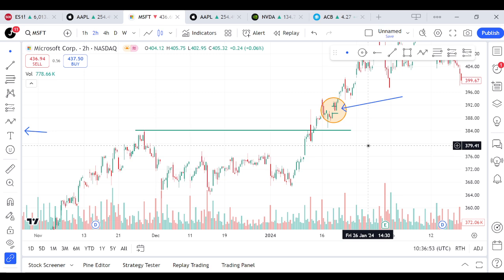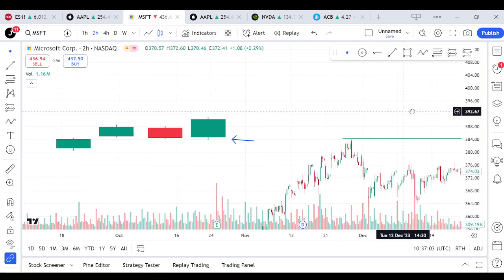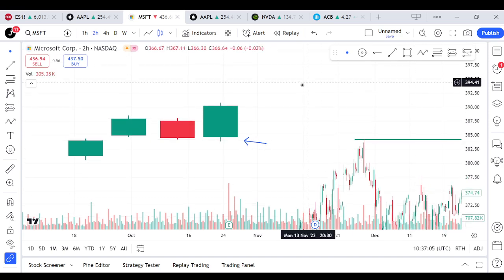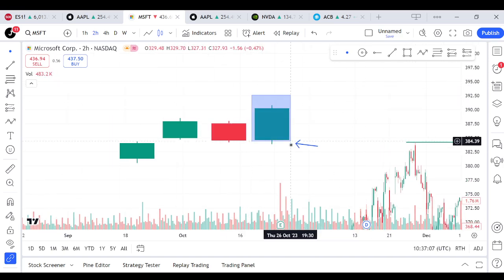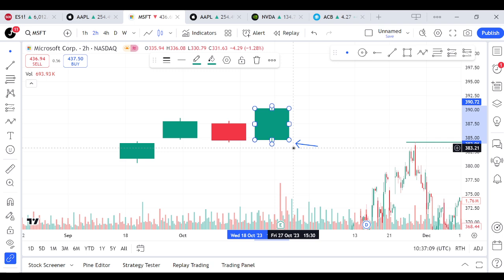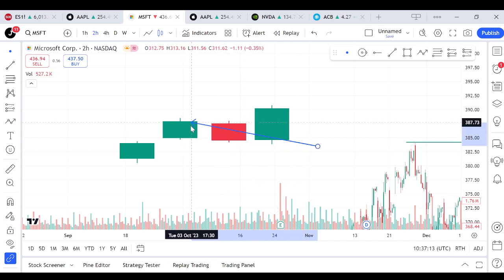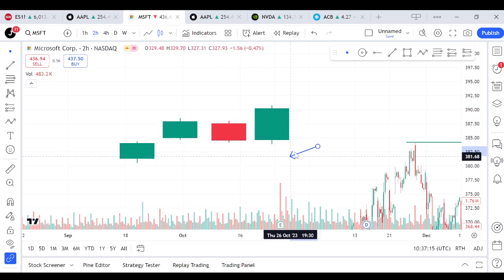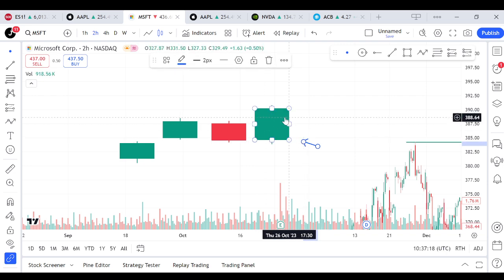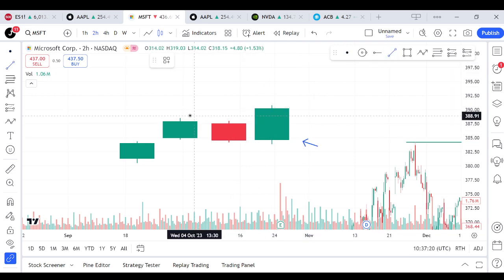So the entry point, a common strategy is to enter a buy trade when the price breaks above the high of the second or third candle in the pattern. So remember, the second or third candle is this one. I'm just going to delete this confirmation. The second or third candle is this one right here. This is the second and this is the third. And we should look for price breaking above this level right here.